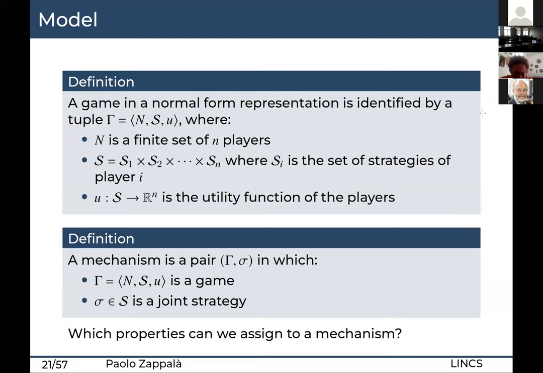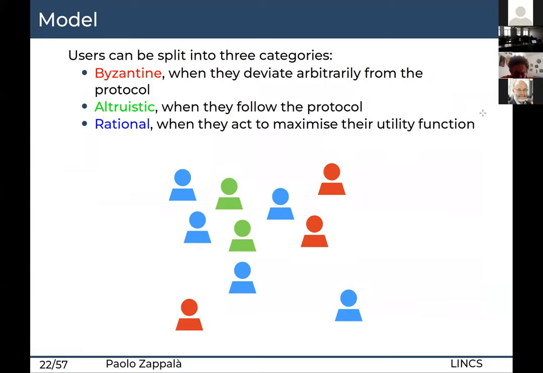So the question now, having a model of the protocol, is which property we can assign to this mechanism. If we give some properties, then we can give some information about the protocol. To do that, we don't consider all the attacks as before, but we start from the BAR model, where we divide the players into three categories. There are altruistic players that always follow the protocol, no matter what, so we are sure they follow it. Then we have rational players that want to maximize their own interests, so maybe they follow the protocol because it's convenient, but maybe they deviate in some way, and we see how. And finally, there are Byzantine players: we consider as Byzantine every player that deviates in an arbitrary way, so they can play any possible strategy.